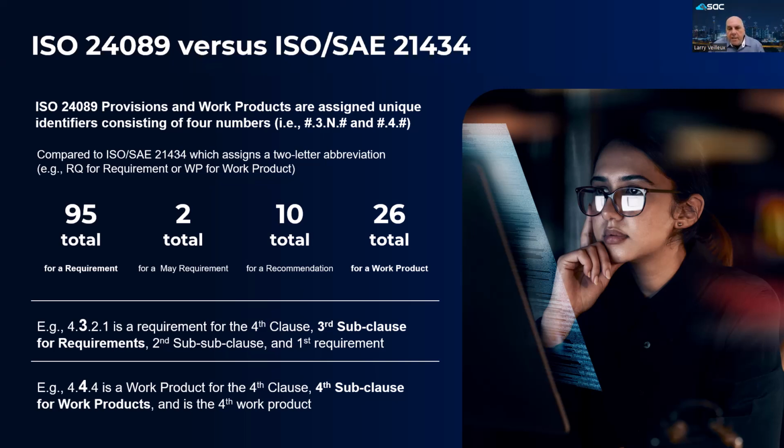Finally, ISO 24089 has no two-letter abbreviations such as RQ or WP, as does ISO SAE 21434. Instead, requirement and work product numbers are just taken from their respective subclause, such as number.3.n and number.4.n. So it's a nice way to remember it as that each clause's requirements and recommendations are subclause 3, whereas each clause's work products are subclause 4.